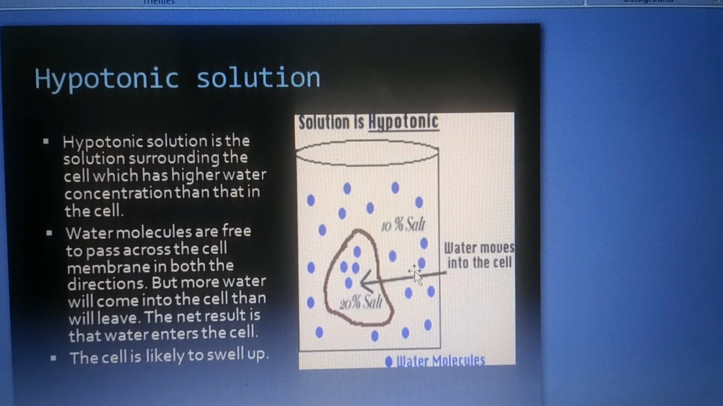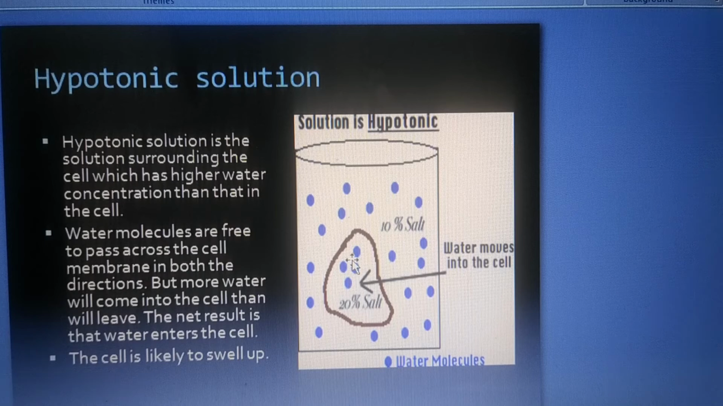The solution which is having high water concentration, we call it a hypotonic solution. So a hypotonic solution is the solution surrounding the cell which has higher water concentration than that in the cell. It has more water concentration and less salt. Here more salt is there, less water is there. So water will move from the place where it is high to the place where it is low. So it is coming from the solution into the cell.